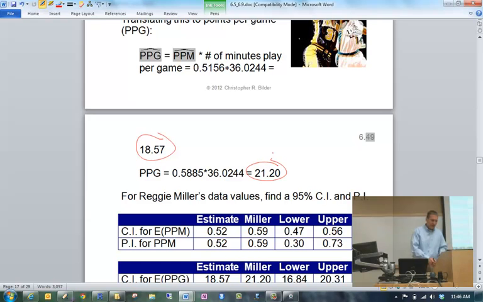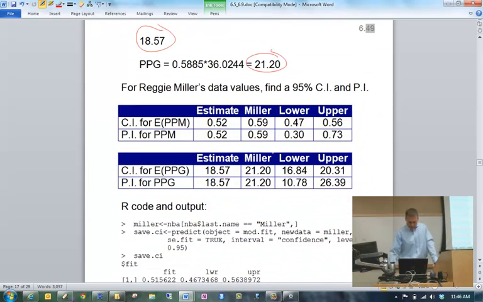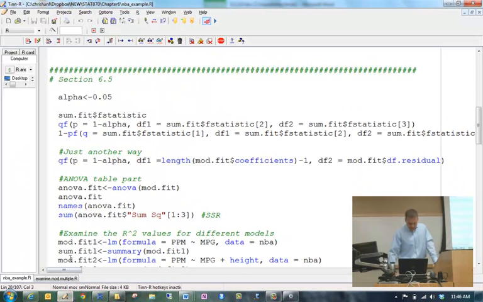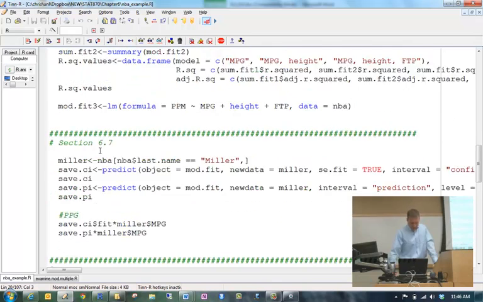Let's find confidence intervals and prediction intervals then for someone, not necessarily him, but for someone who has these exact same predictor variable values. So let's take a look at this.